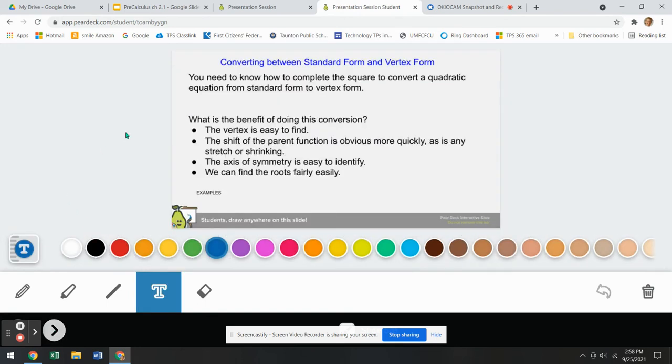Okay, let's move on to the next one. We're going to do a couple of examples in a minute on converting from standard form to vertex form, and you're going to have to know how to complete the square. That should have been covered in your Algebra 2 course. Why would we want to do this? So there's a couple things.